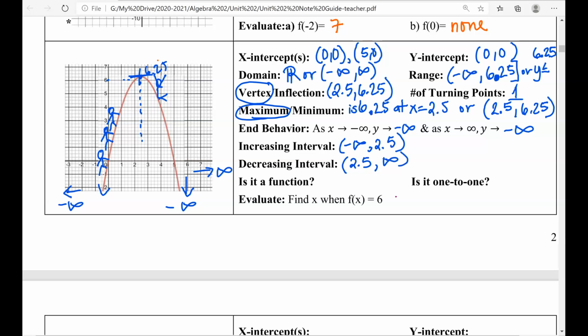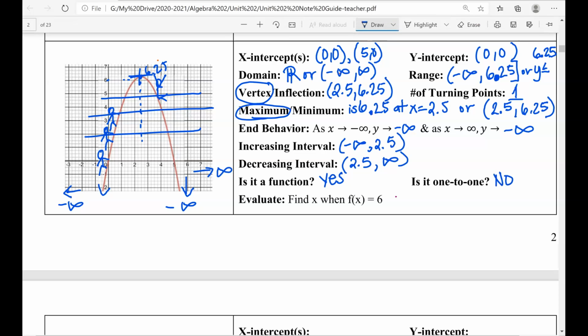Is it a function? Sure it is, because you can make any vertical line test you want. Any x mark that you make, you will only have one y. Is it a one-to-one? I don't think so. Look, I can make a bunch of horizontal line tests. That means every y that I have made so far has gotten 2 x's. So this is not a one-to-one.